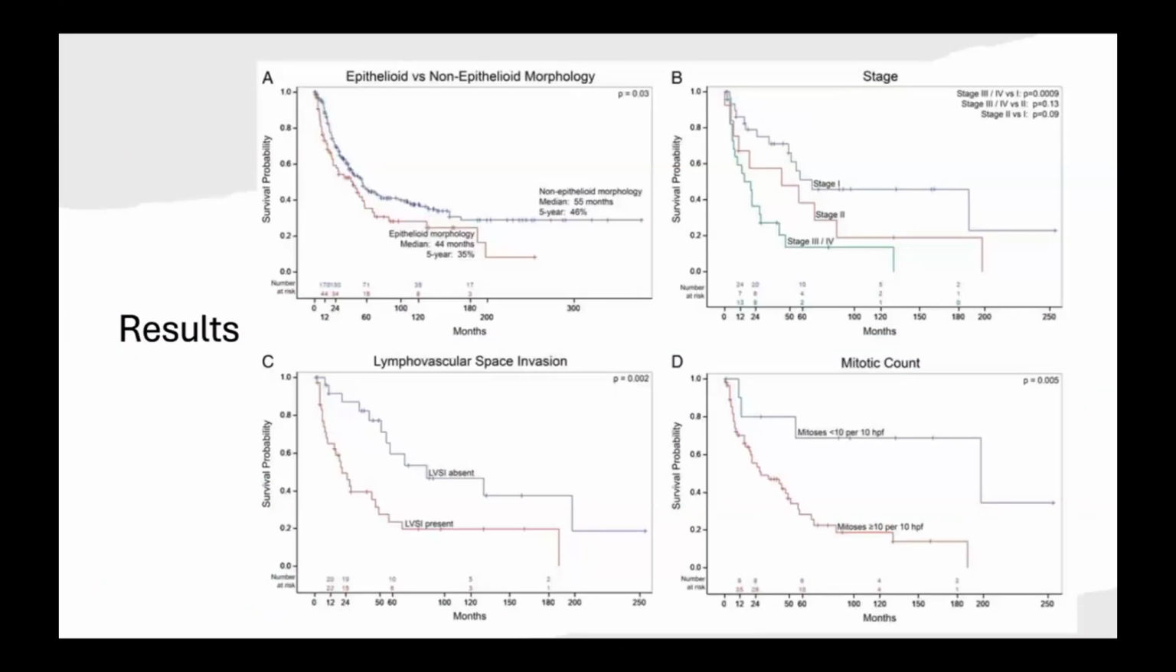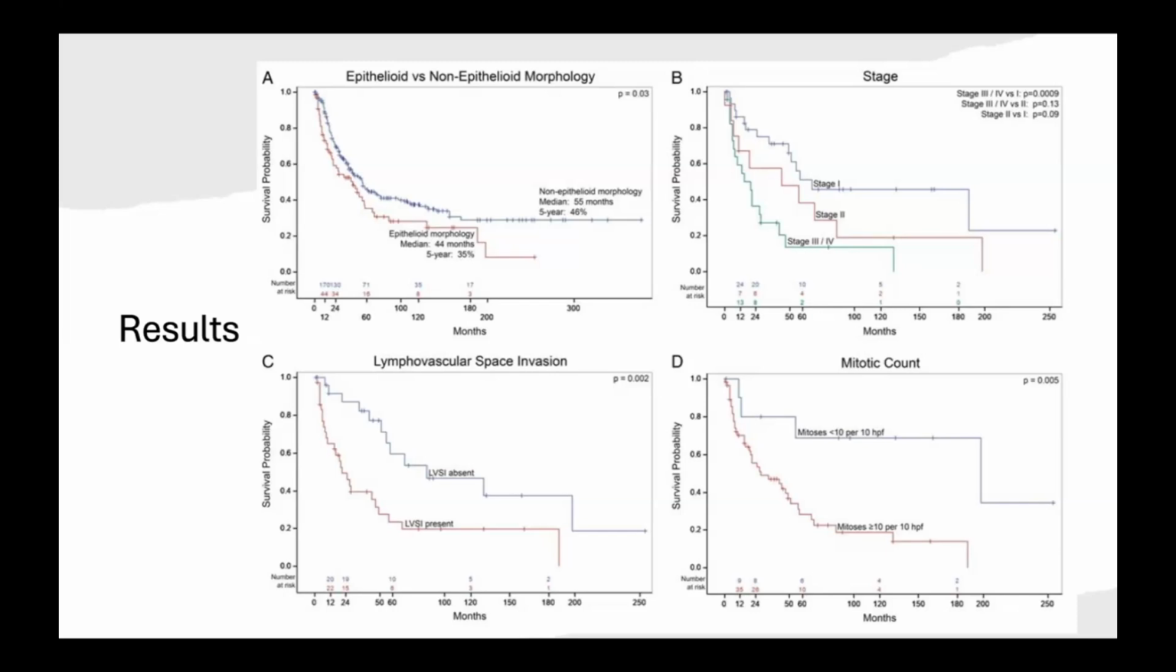So getting into the overall survival and the statistics, and as we all know, statistics can be challenging and verbose. So I just posted here the most important outcome. This is showing the disease-free survival over the course of about 5 years with the different morphology and the stage, LVSI and mitotic count. As you can see, the red on the top left is the epithelial morphology, and it decreased the 5-year survival to 35%. As you advance in stage from 1 to 3 or 4, your 5-year survival goes down as well. LVSI being present decreased your 5-year survival, and having a mitotic count greater than 10 per 10 high power fields also decreased your overall 5-year survival.